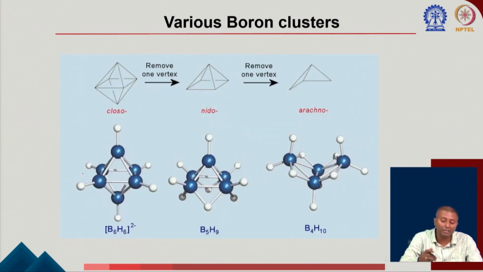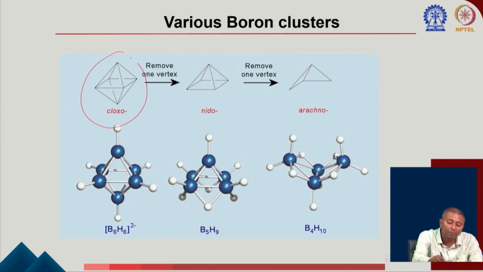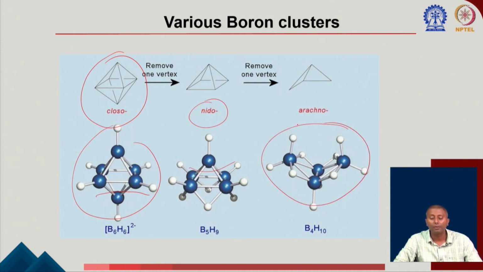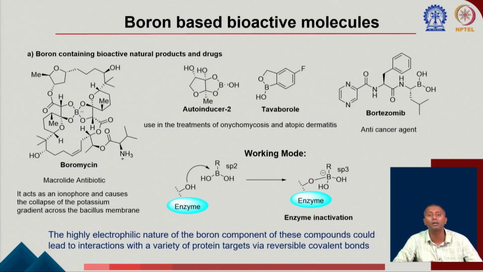So if you see, these are the closo, which is the B6H6 2 minus, and then once you remove one of the vertices from here, this is called a nido, and then once you remove another vertex from here, this is called an arachno. But again, I think we are more interested in this organoboron chemistry in terms of the formation of carbon-carbon bonds.